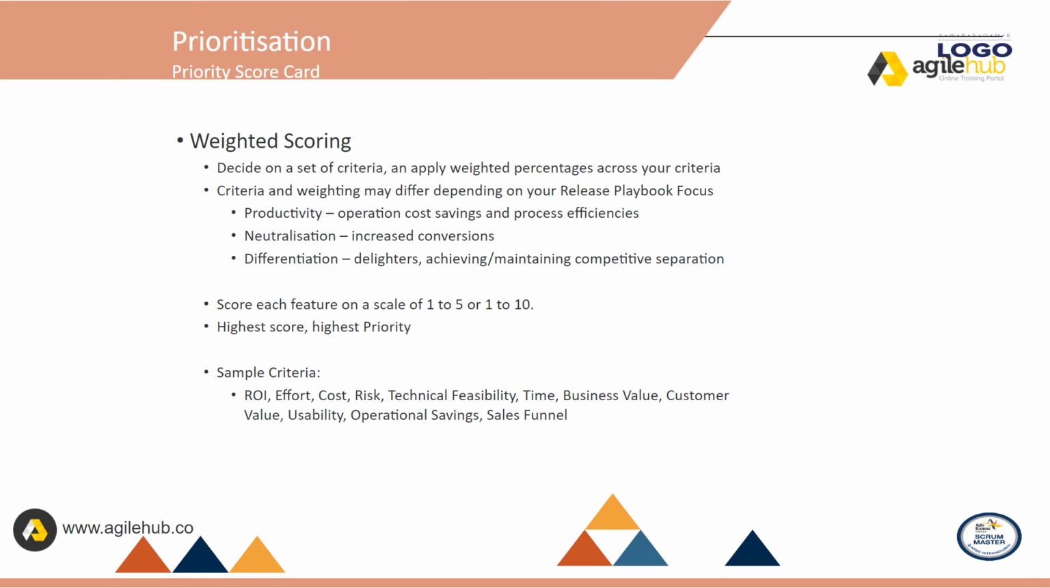Productivity: operation, cost savings, and process efficiencies. Neutralization: increased conversions. Differentiation: delighters, achieving/maintaining competitive separation. Score each feature on a scale of 1 to 5 or 1 to 10. Those with the highest score should be highest priority. Sample criteria: ROI, effort, cost, risk, technical feasibility, time, business value, customer value, usability, operational savings, sales funnel.